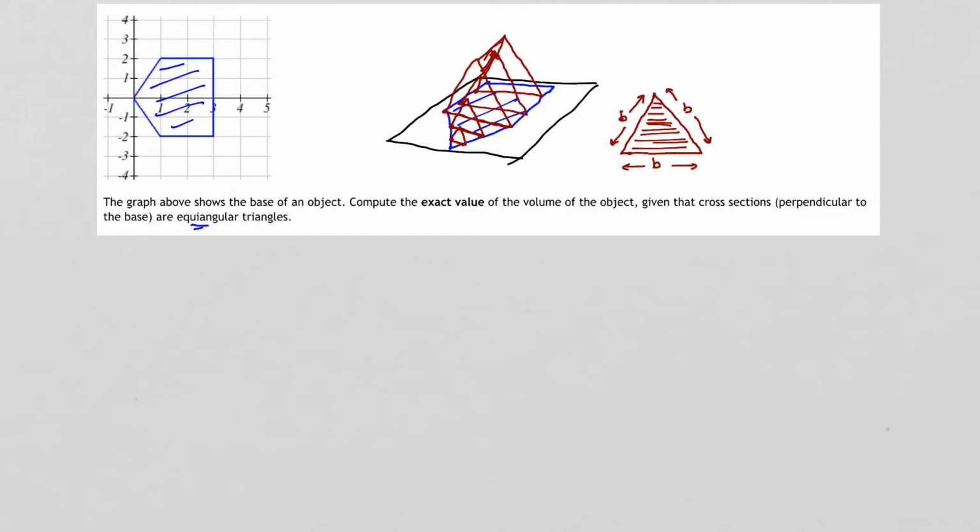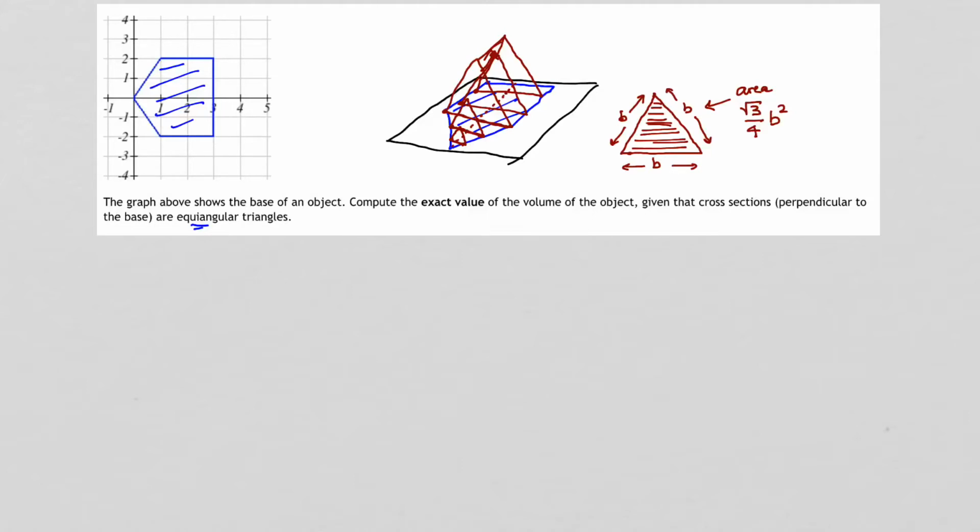Now, how do we use calculus to get the volume? Well, really, we're going to use integration. We're going to sum up the areas of all of these equilateral triangles from start to finish, across the entire interval which this blue base is spanning. So to add up all the areas, I first need to know what the area is for a single equilateral triangle. The area is, if you recall, square root 3 over 4 times the length of the base squared.